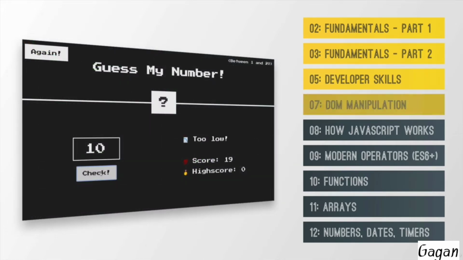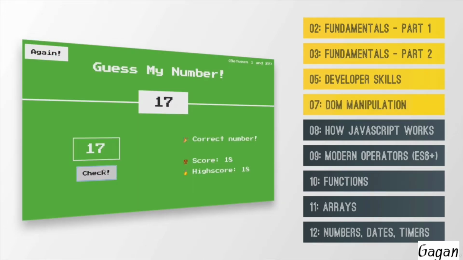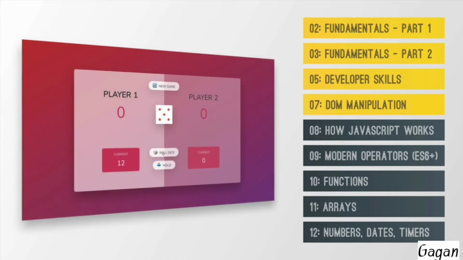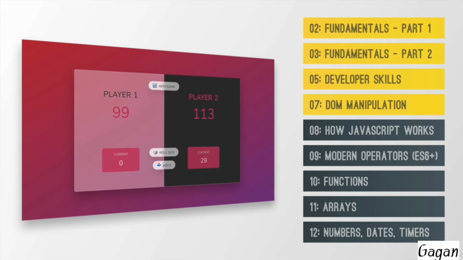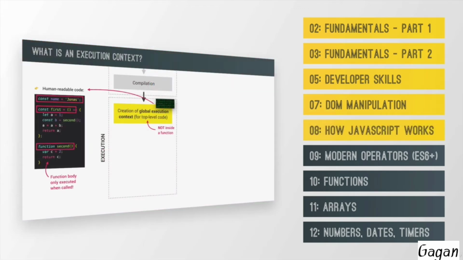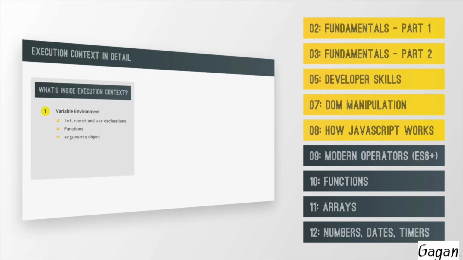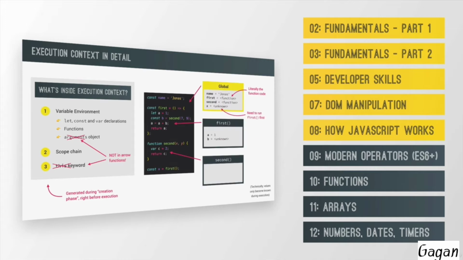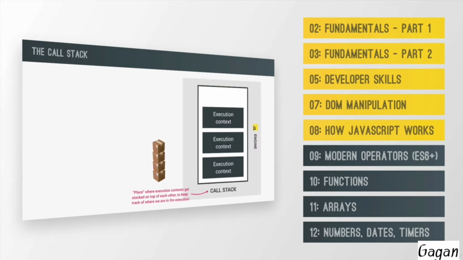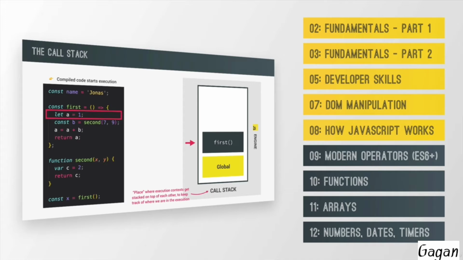After that, we build our very first project with the user interface. So this section is about DOM manipulation, and we will build not one, but actually 3 beautiful but simple applications. Then in section 8, we will take a detailed look behind the scenes of JavaScript to learn how the language actually works. And this will give you valuable knowledge that many other developers simply don't have.